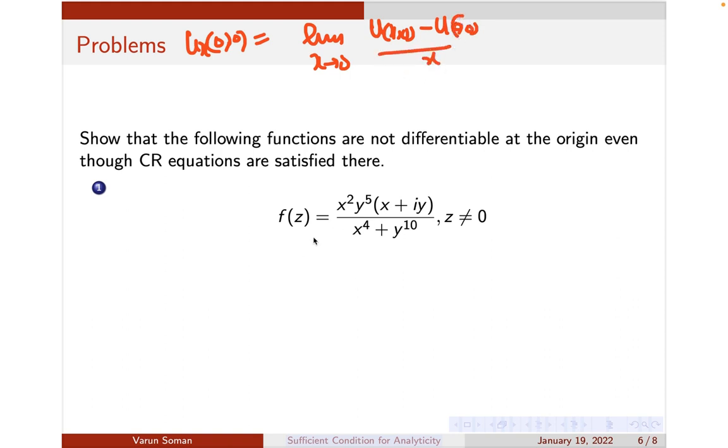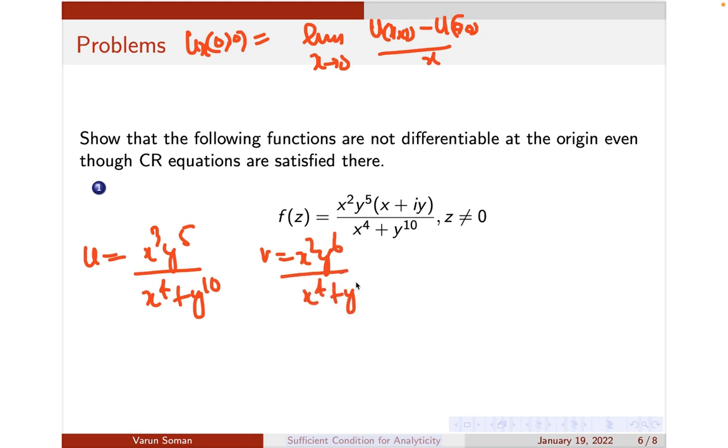Now if I look at this question here, what is my u? My u is the real part, the part which does not contain i, so it will simply be x cube y raised to 5 by x raised to 4 plus y raised to 10. Similarly, what is my v here? v is actually x square y raised to 6 by x raised to 4 plus y raised to 10.